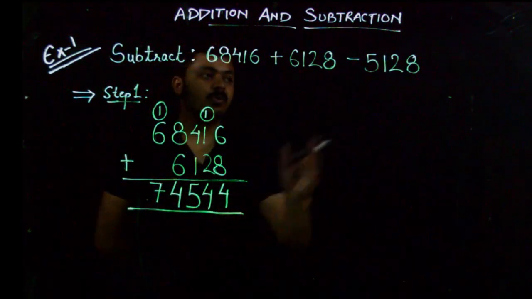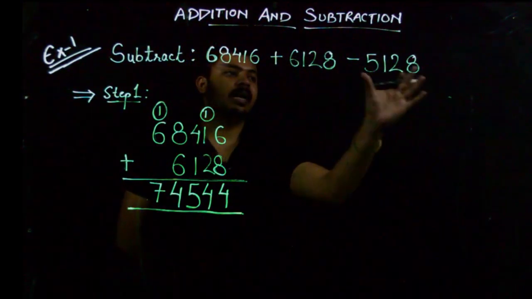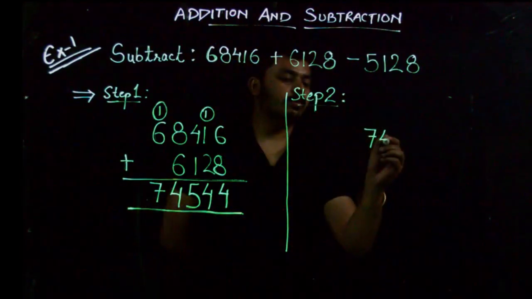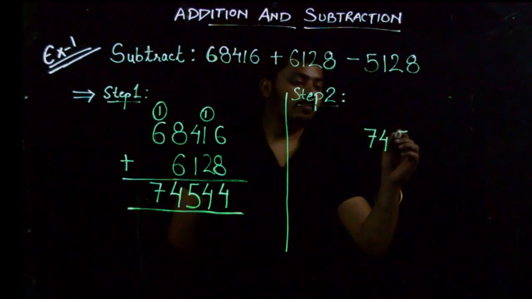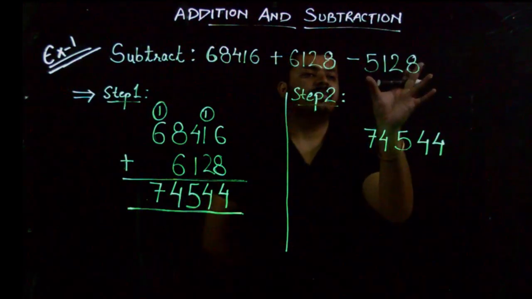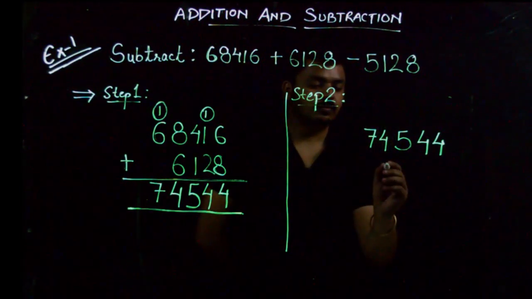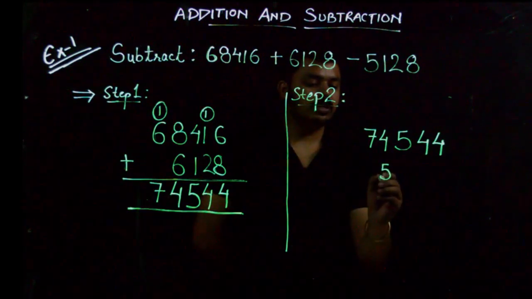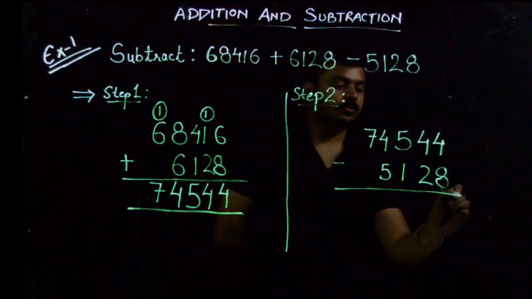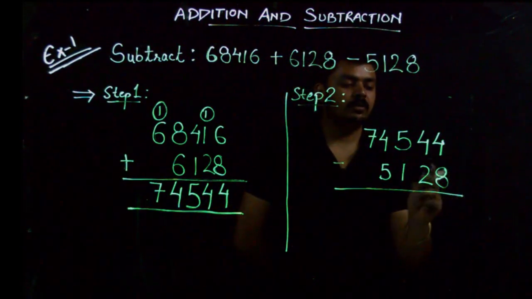Now our step 2 is to subtract. That is, the resultant we have got by adding the two, we subtract this number from our resultant. Step 2. So our resultant is 74,544. Now the number to be subtracted is 5,128. So according to their place value, place all the digits 5, 1, 2, 8 under the thousands column, and now perform subtraction. So 4 minus 8, it is not possible as 4 is less than 8.